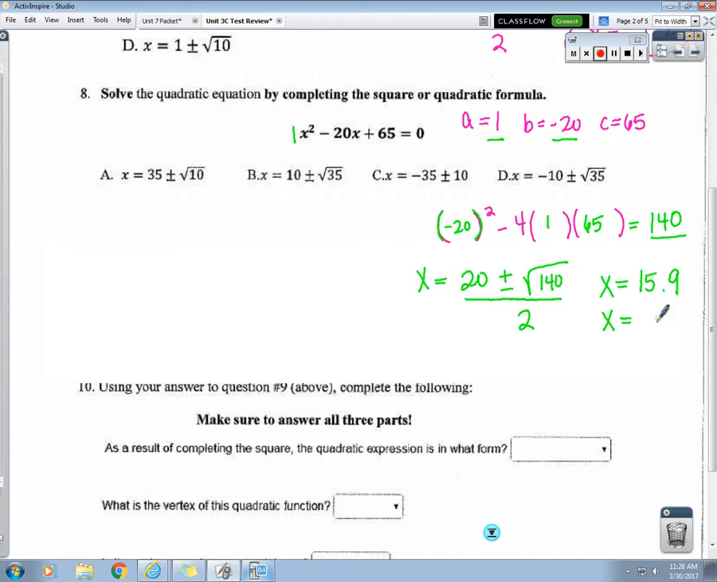Okay. Now, instead of typing in each one of these choices to see which one makes 15.9 and 4.1, first let's narrow it down. What will 20 over 2 reduce to? A positive 10. So first type in this one. What's 10 plus the square root of 35? 15.9. What's 10 minus the square root of 35? 4.1. So B is the same answer, just in a different format. Does anybody have any questions about 7 or 8? Okay.